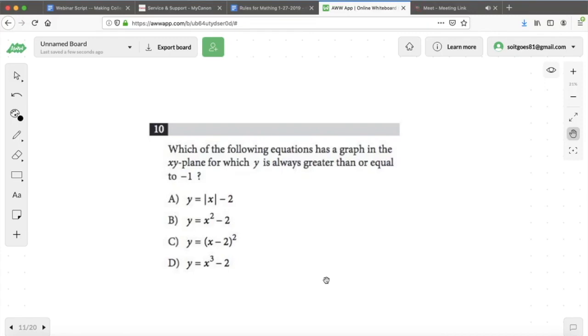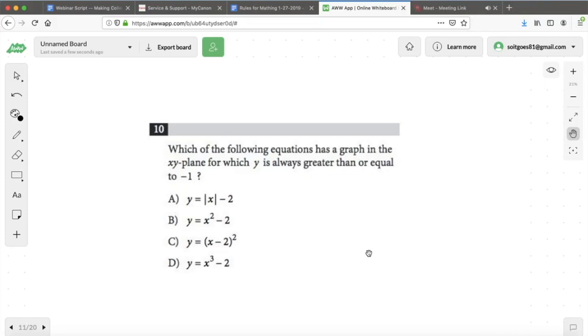Which of the following equations has a graph in the xy plane for which y is always greater than or equal to -1? Okay, good. Oh, I just realized, Ariana, I went backwards, right? Because Juliana did cut out for a moment. So can we go to Sarah? Sarah, you with us? Yep.